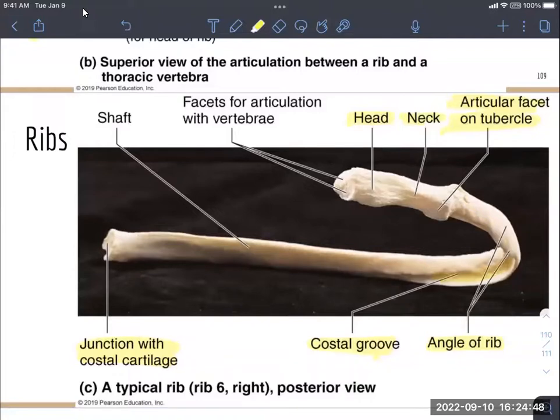We will continue with the next part, the appendicular skeleton, and talk about our arms and our legs and what bones attach our arms to our legs.